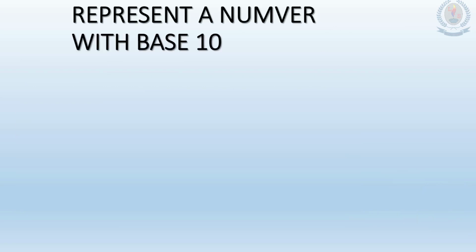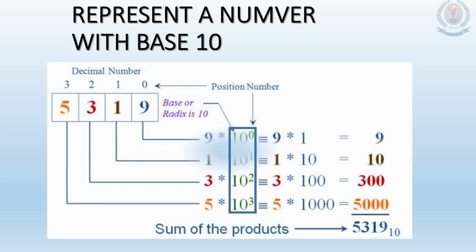Represent a number with base 10. Now you are going to learn how numbers are represented using the decimal number system. The number we are going to take is 5319, and you are going to start from your right hand side. The first position, that is the 0th position, is 10 to the power 0. So you multiply 9 by 10 to the power 0. So 9 into 1, 9.